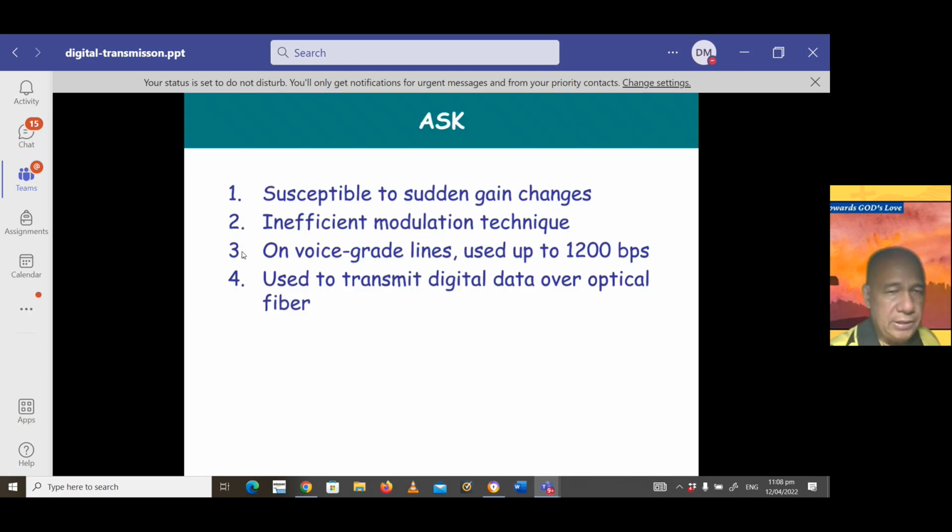So basically, ASK is susceptible to sudden gain changes. It is an inefficient modulation technique on voice grade lines, up to 1200 bps. It is used to transmit digital data over optical fiber. So optical fiber is already involved there.